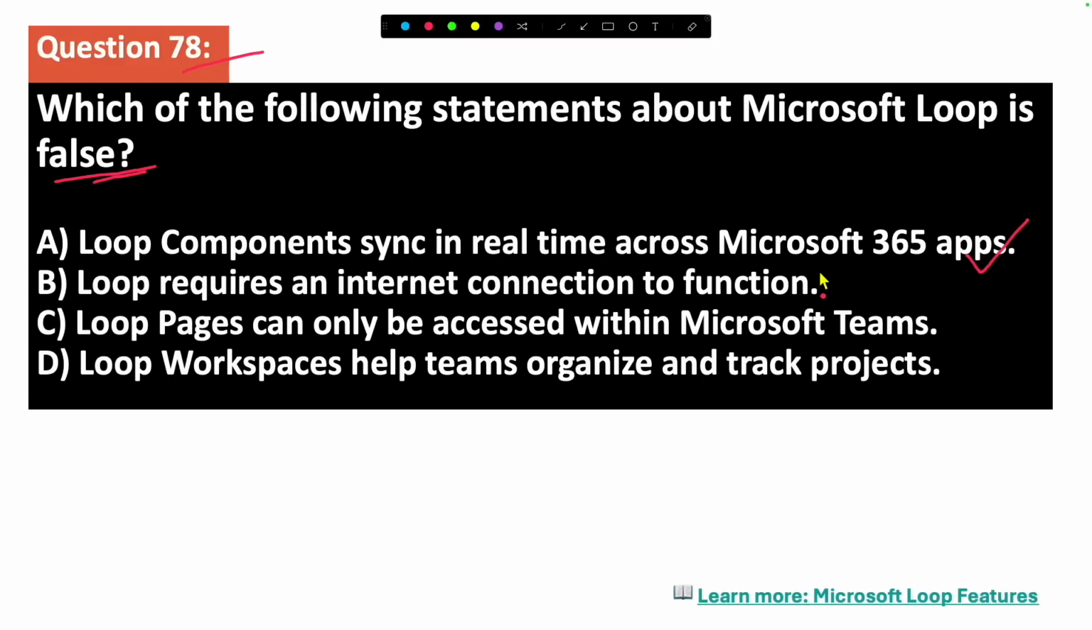Second statement is Loop requires an internet connection to function. 100% right, because Loop as it is requires you to have internet connectivity. Even if you have an app you use dedicatedly, where the functionality will be limited, it does require internet connectivity because it's a real-time collaboration canvas. Third statement is Loop pages can only be accessed within Teams. That is wrong. We have seen an example of me sharing it in Teams, but that doesn't mean you can't share it in Outlook and things like that.